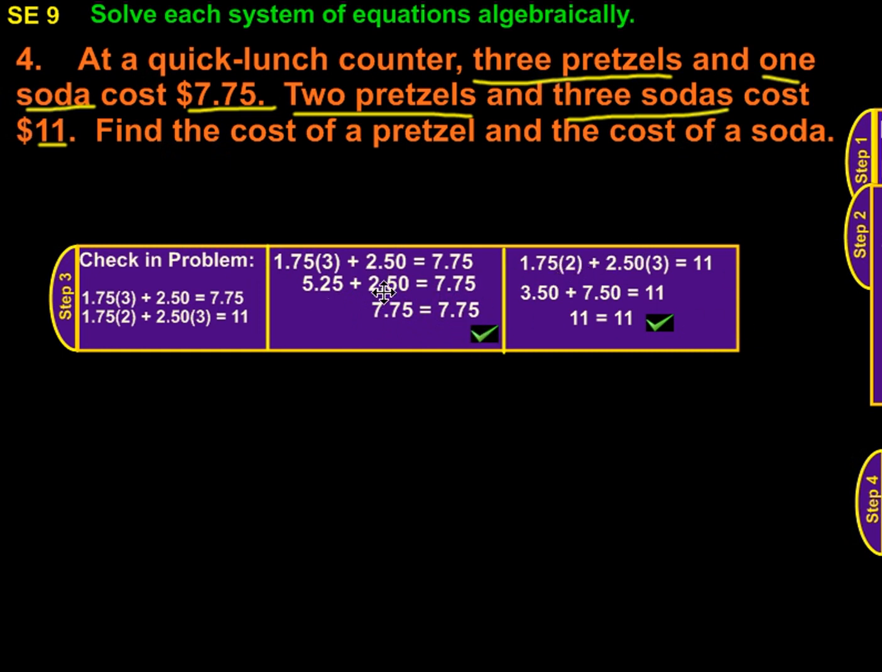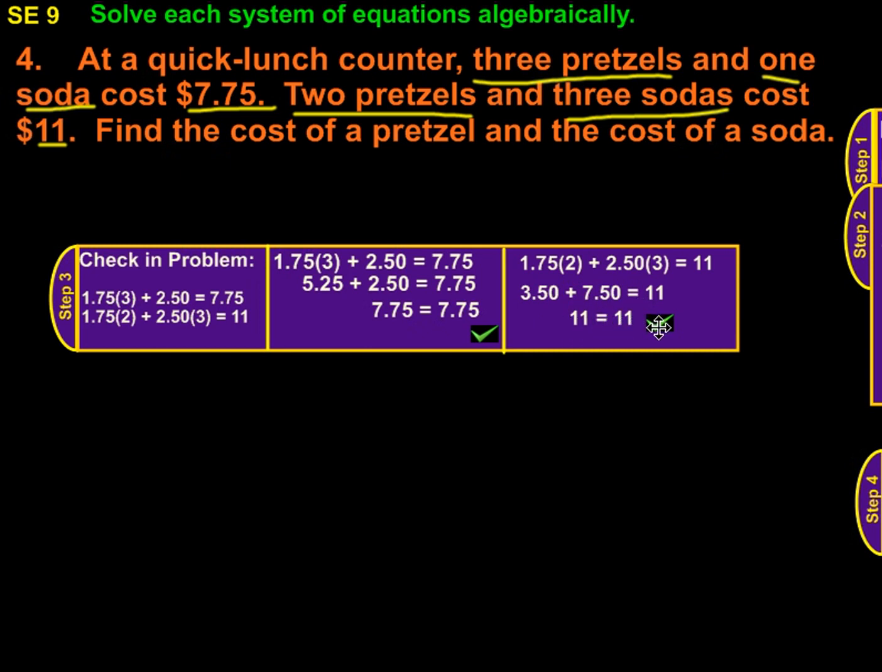I can then check the second piece, which is $1.75 times 2 plus $2.50 times 3. Well, 1.75 times 2 equals 3.50. 2.50 times 3 equals 7.50. Adding those two together, I do get 11 equals 11.